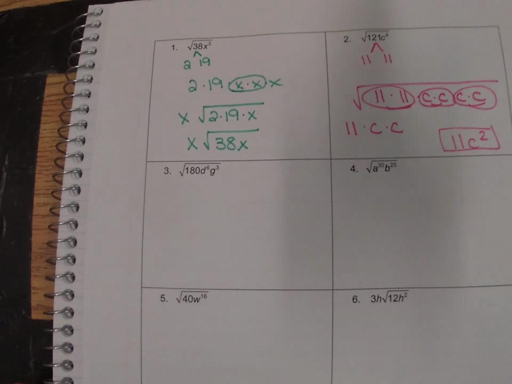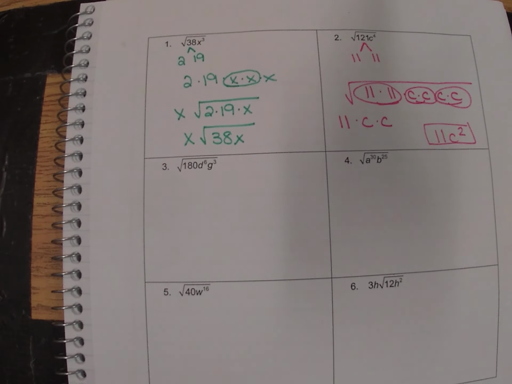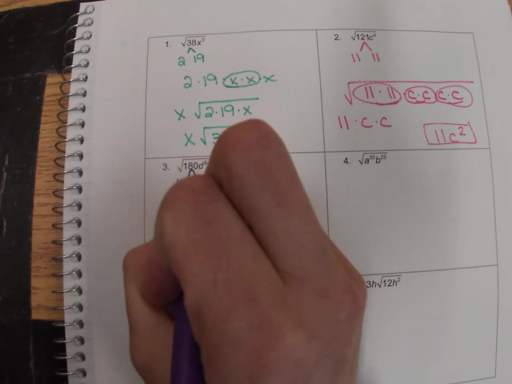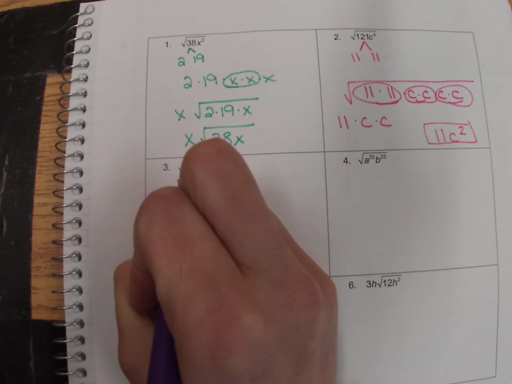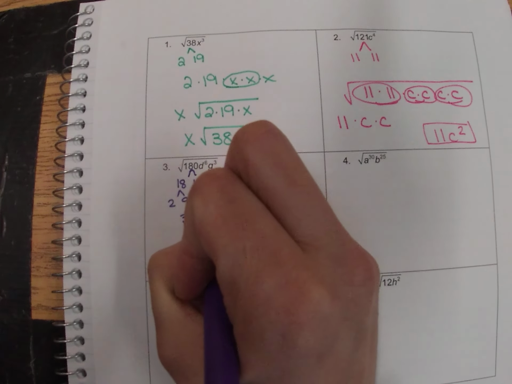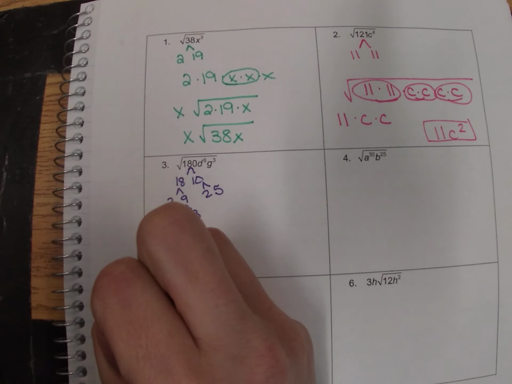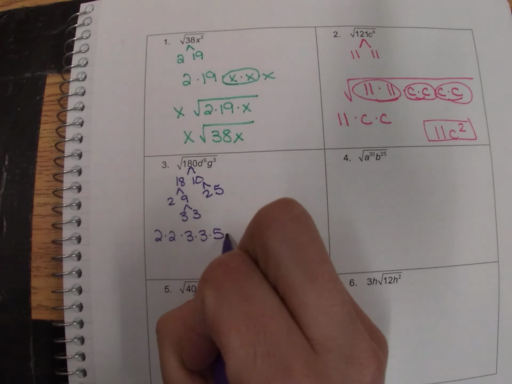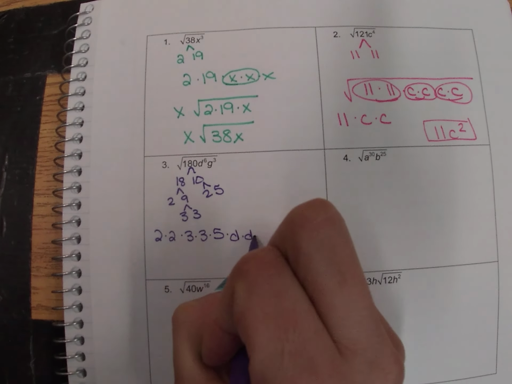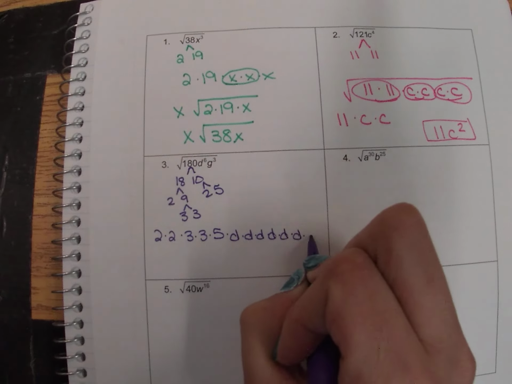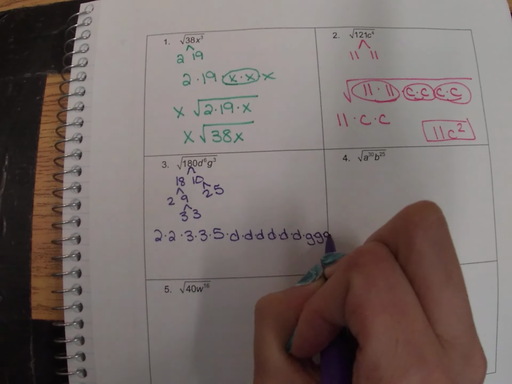Okay, we will then look at number 3. So we have 180, D to the 6th, G to the 3rd. Again, you might choose different numbers to start prime factoring with. As long as you don't make any math errors, your final answer should be the same. So we should get a 2, a 2, a 3, a 3, a 5, and then we have 6 Ds and 3 Gs. Squeeze that one in there.